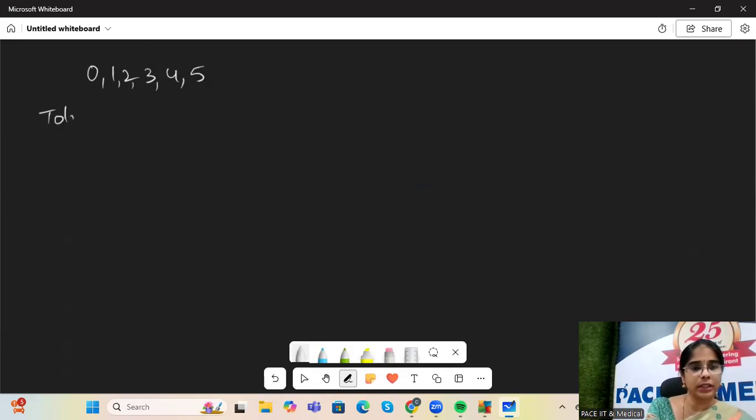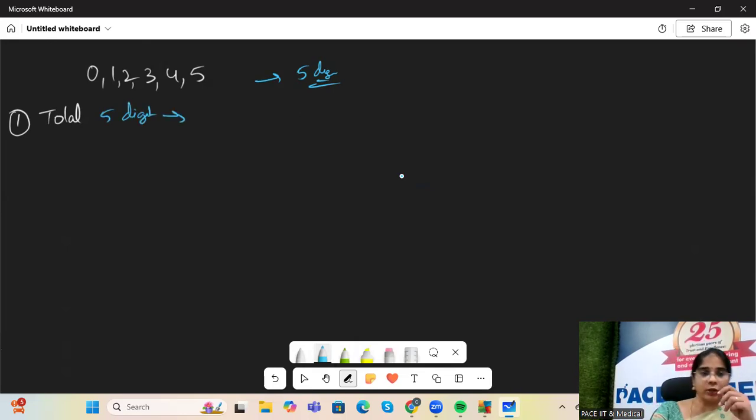Now, what is the total digits formed? Total 5 digits. I'm talking about only 5-digit numbers. Total 5-digit numbers formed is my first question. Like the similar way of solving the previous set of 5 to 6 questions, we are going to step back again. 5-digit numbers, as I said. Now this is my 5-digit number with the digits 0, 1, 2, 3, 4, 5. Yes. Now tell me, can my first place be filled with 0?